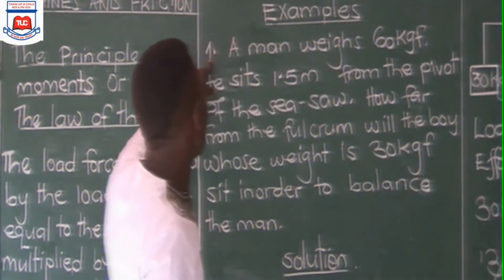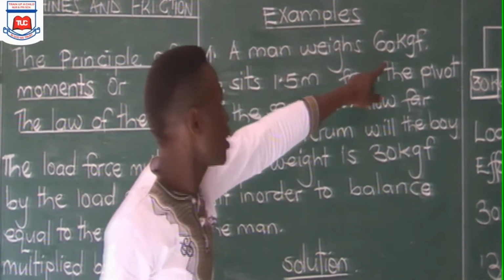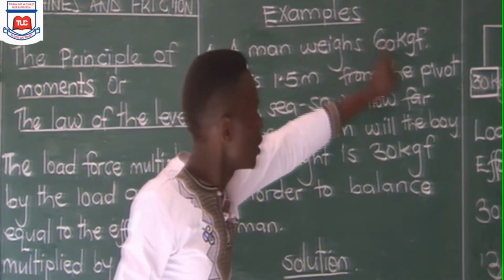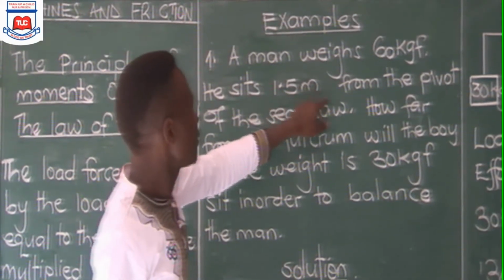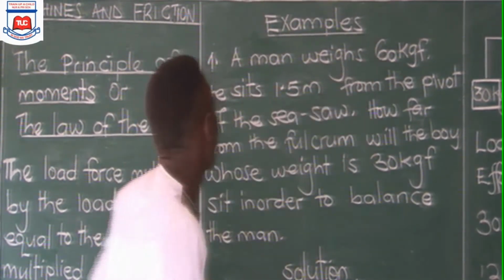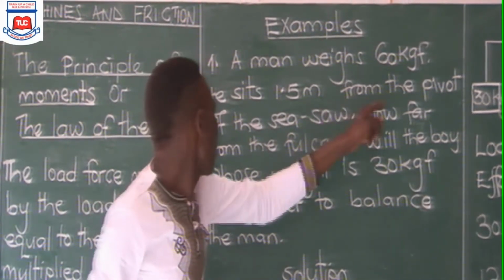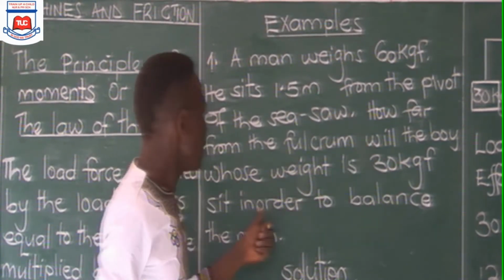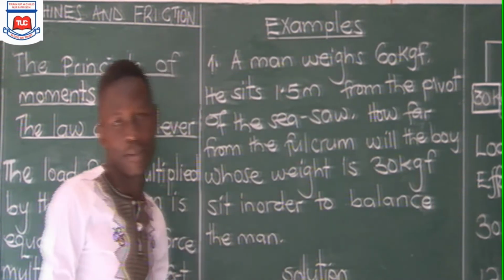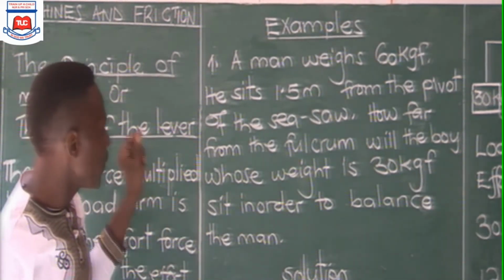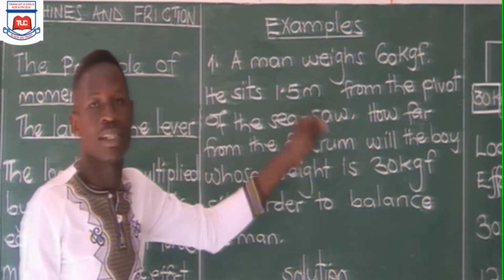So we have an example here whereby a man weighs 60 kilogram force, kgf meaning kilogram force. He sits 1.5 meters from the pivot or fulcrum of the seesaw. The seesaw is an example of a simple machine. How far from the fulcrum will the boy, whose weight is 30 kilogram force, sit in order to balance the man? So we have two people here: the man, of course an adult, and the boy, who is a child.